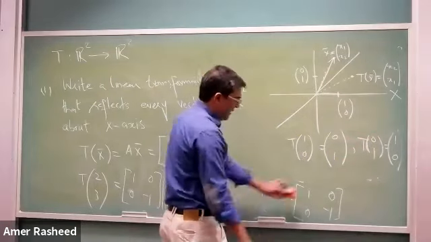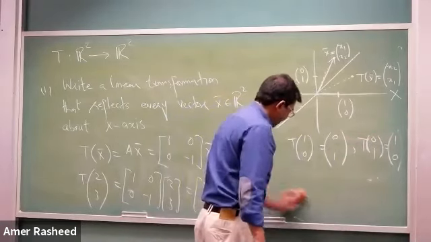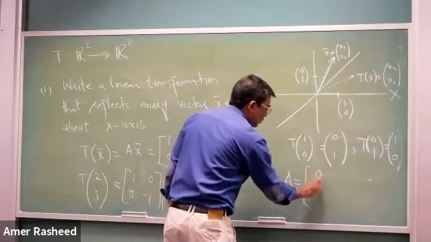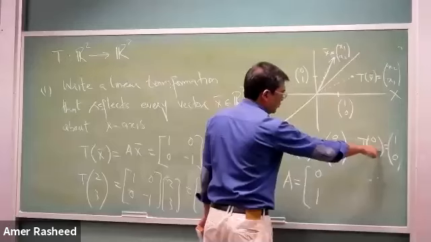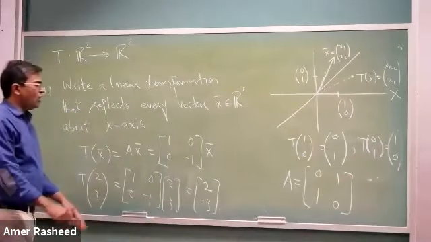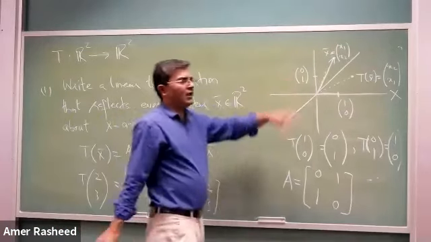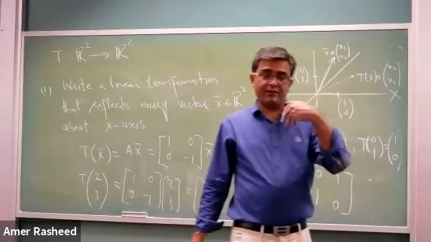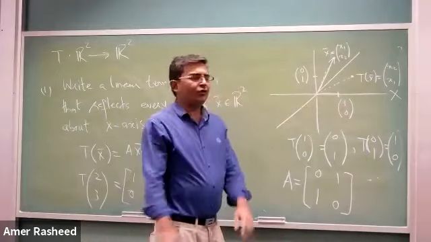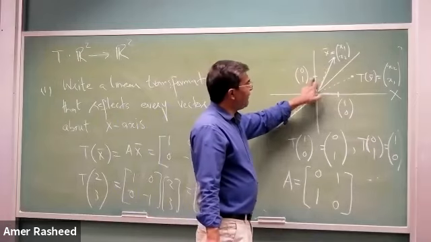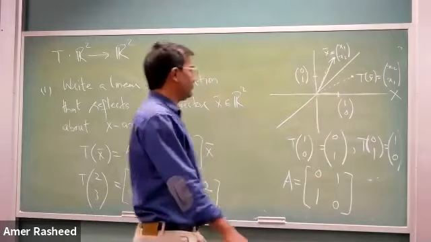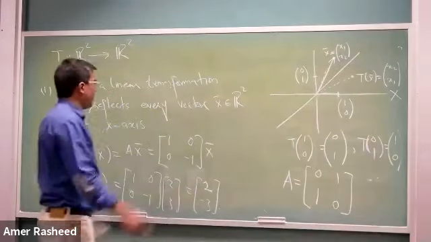So what will be the standard matrix in this case? The standard matrix in this case will be T of E1, which is 0, 1, and T of E2 is what? 1, 0. So this is your standard matrix which transforms every vector in R2. It will reflect every vector in R2 about this line y is equal to x. So you have to look at the unit vectors, where they are going after we apply the transformation. I hope you get it. If you have any question, you can ask.